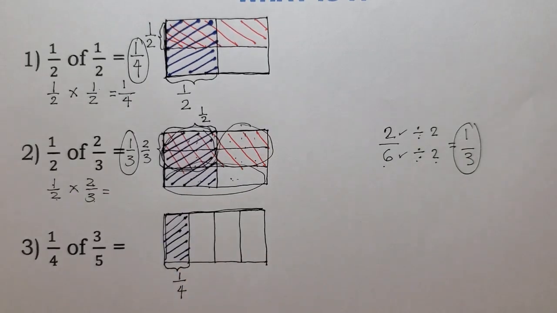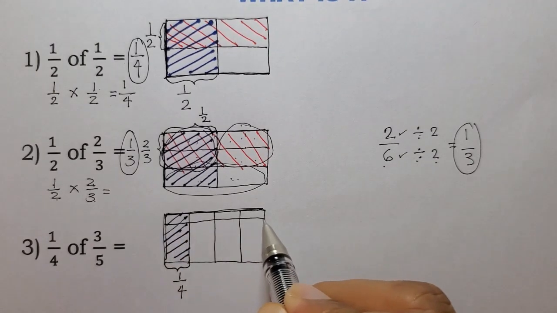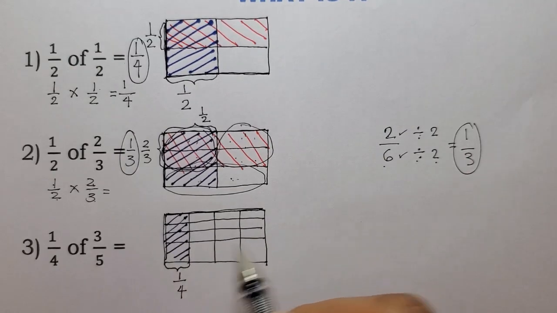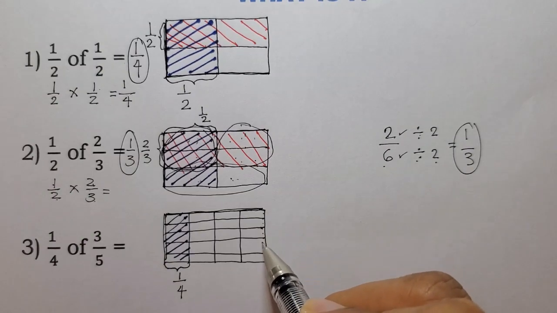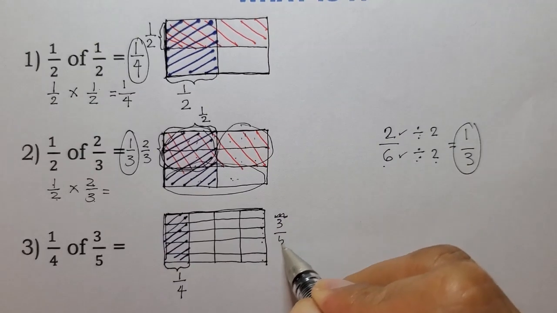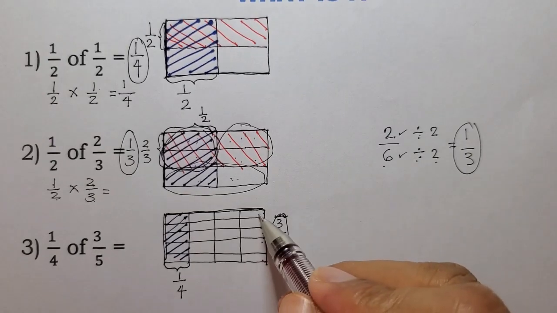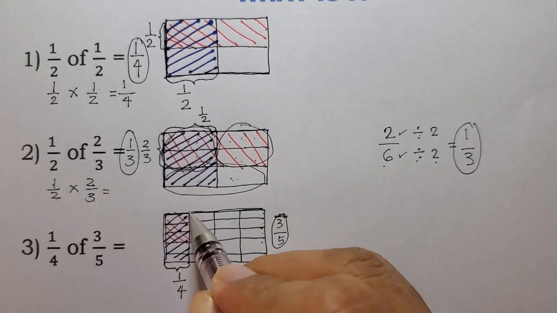The next thing that we have to do is to illustrate 3/5. Of course, to illustrate 3/5, I will divide the whole into 5 equal parts. 1, 2, 3, 4, 5. So 3/5 can be illustrated here. 1, 2, 3 equal parts. So I will shade 3 parts.